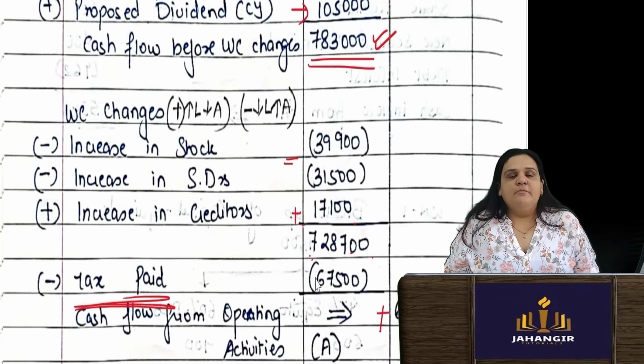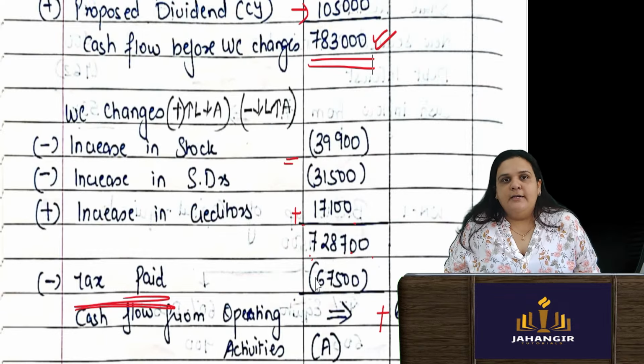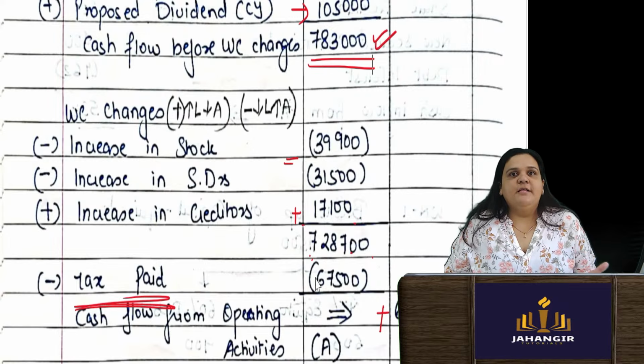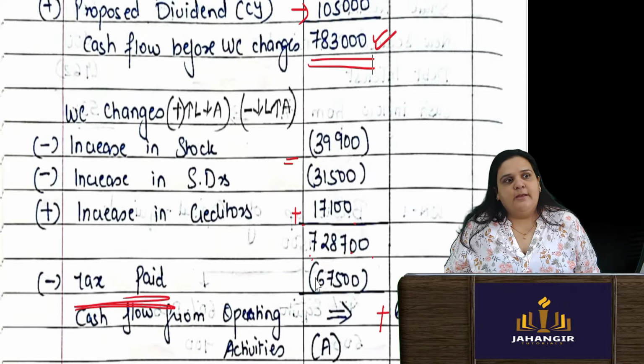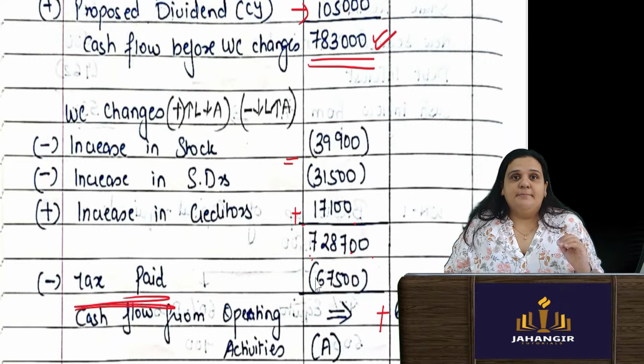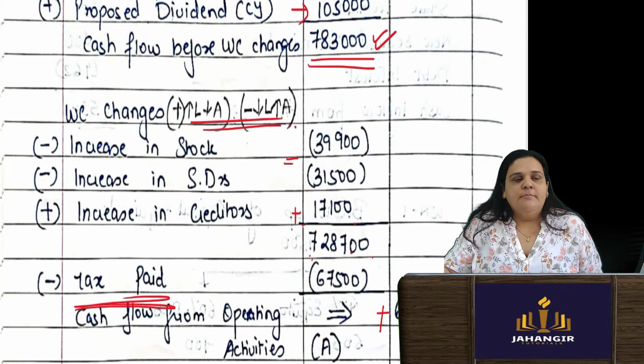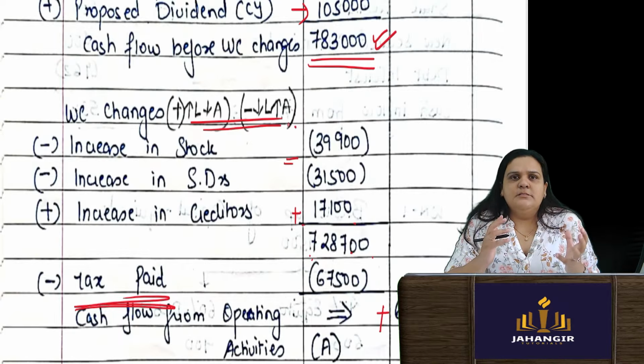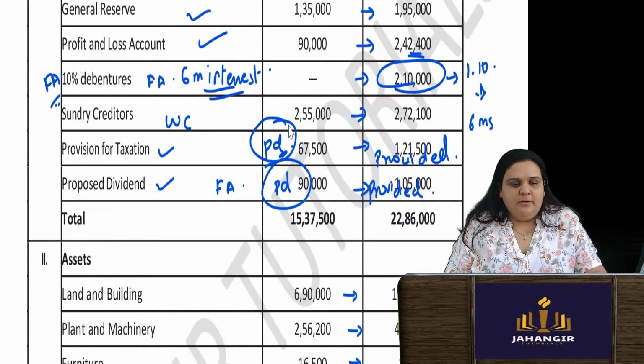Now I will do my working capital changes, the increase or decrease in the current assets and current liabilities. If there is an increase in the liability, I am going to add it. If there is a decrease in the asset, I am going to add it. But if there is a decrease in the liability, I will subtract, and an increase in the asset also I will subtract. Basically this is the common treatment which we follow.